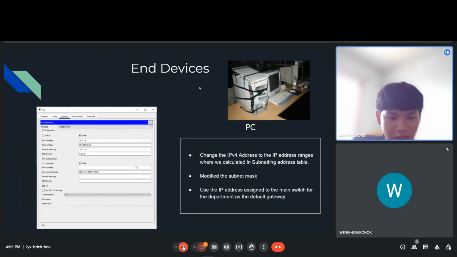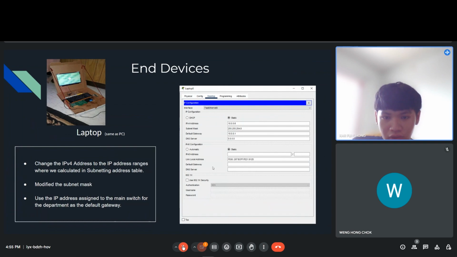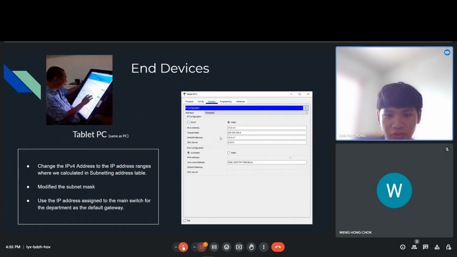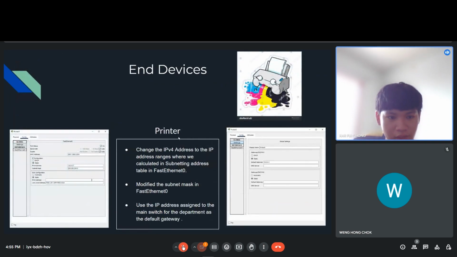Next is the end device. For a PC, by default, the IPv4 address, subnet mask, and default gateway are empty. So we assign the IPv4 address from the IP address range that we calculated in the subnetting address table, and also the subnet mask, and we use the IP address assigned to the main switch for the department as the default gateway. So these are the basic configurations for a PC. The laptop is the same as the PC, and so are the tablet PC and the server, but the printer is different.